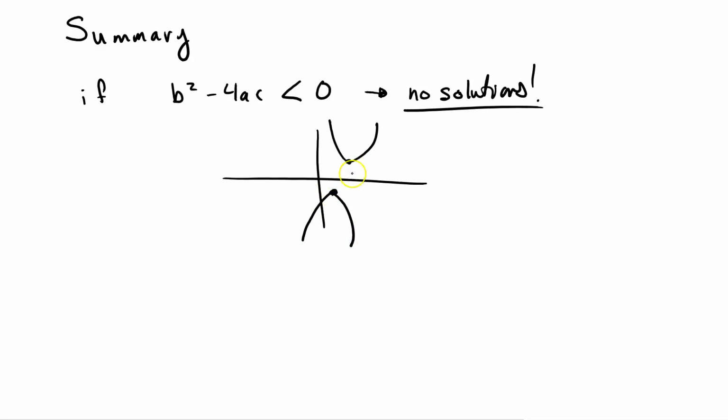So if the vertex is above the x-axis and opens up, you don't have any solutions. And if the vertex is below the x-axis and opens down, then there are no solutions because it never touches the x-axis.